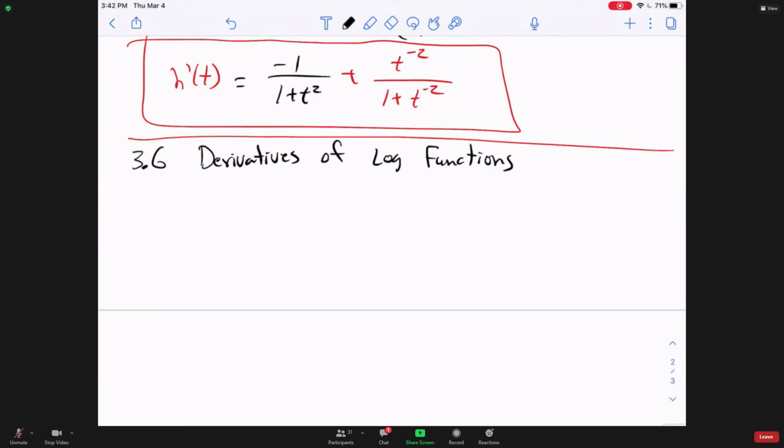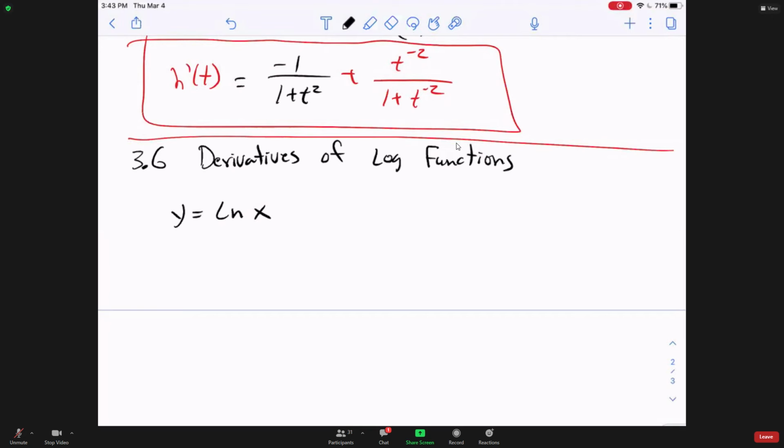Let's take the derivative of a log function. Suppose you have y equals the natural log of x. So if you remember, natural log means log base e. I want to find out what the derivative of that is. I'll show you how you can get the derivative of this by implicit differentiation.